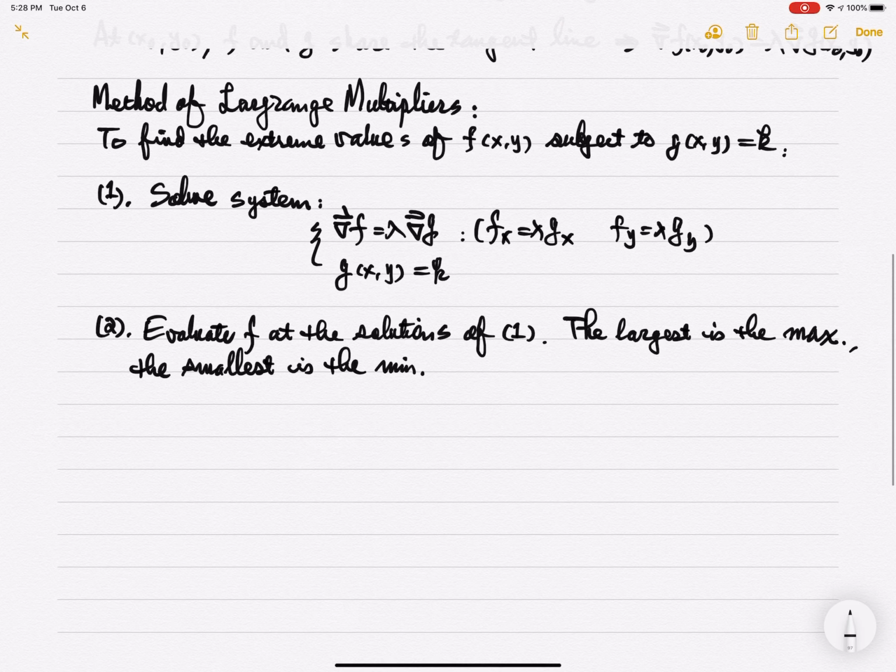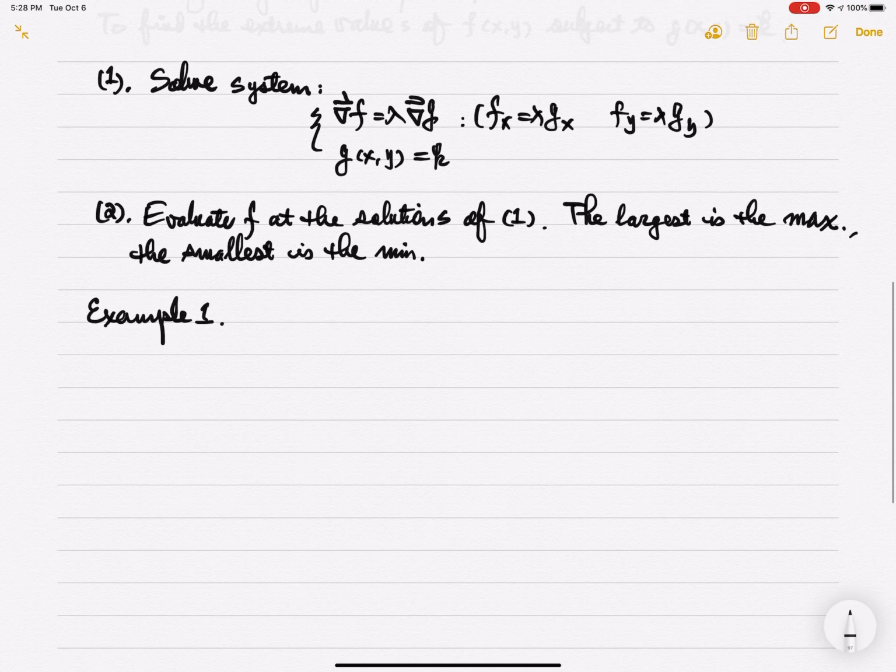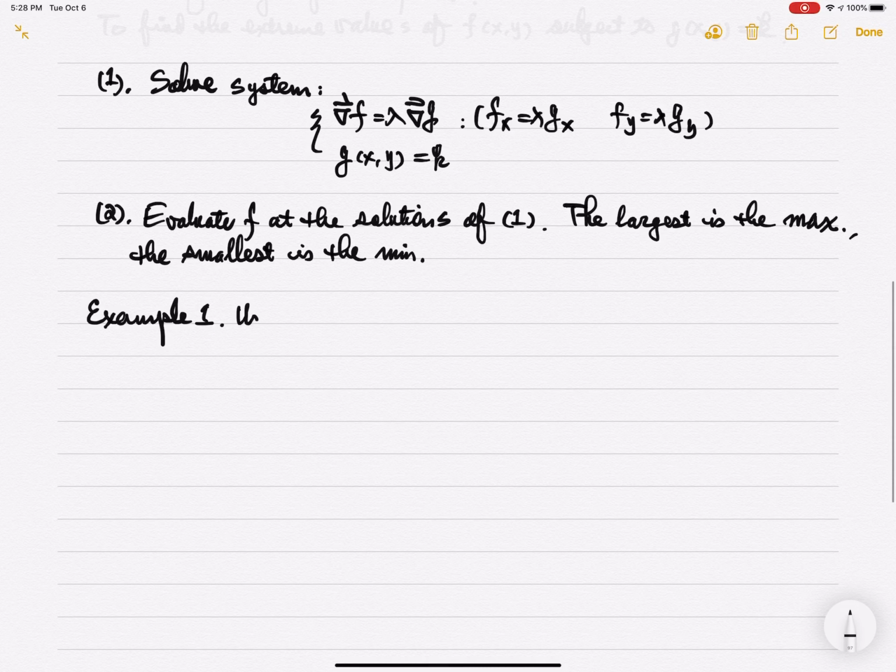Okay, well, how about it? Let's look at a couple examples. Say here's Example 1. Okay, we say use Lagrange multiplier.